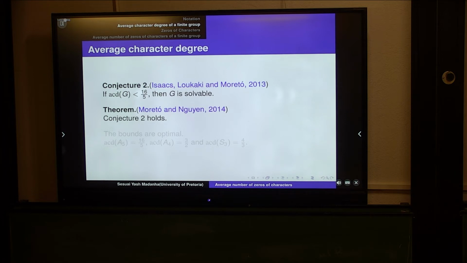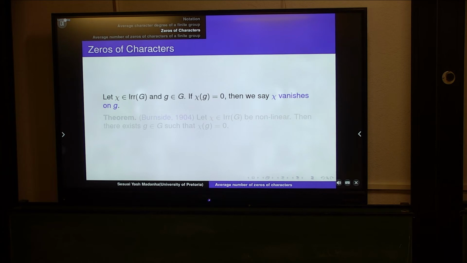All the results that I've presented have optimal bounds, because we have examples that show that is the case. So I thought about it and said, well, I did zeros of characters in my PhD. Can we get results like this for zeros of characters that we find in character tables? I'm just going to talk briefly about what zeros of characters are so that it's clear.